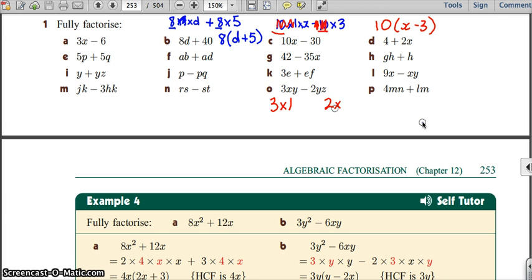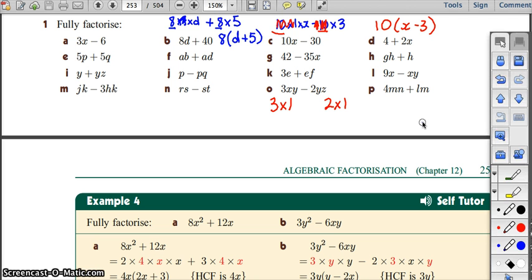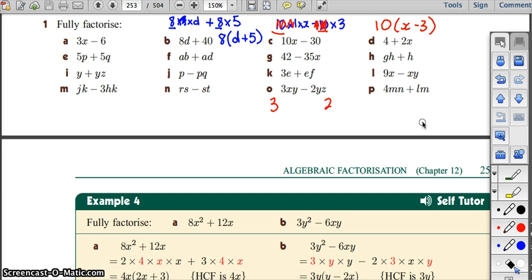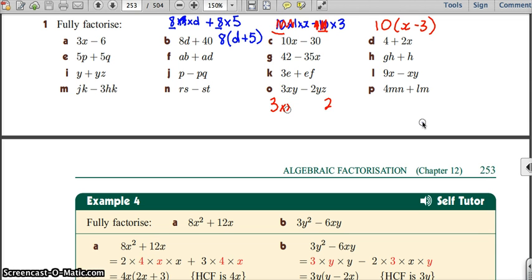Only 1, isn't it? 1's the only common factor, and we don't include that. Alright, so we have the number 3. If I was to pull this apart, Woody, what would I have? 3 times x times y. Excellent. 3 times x times y.